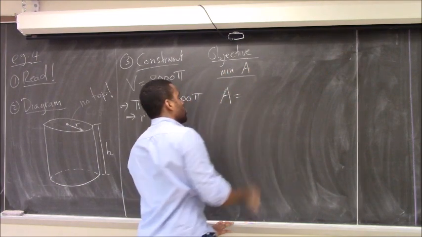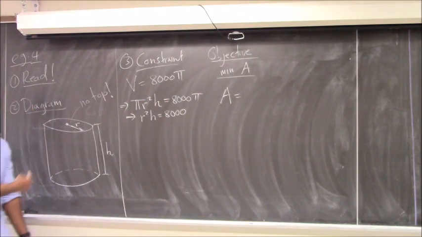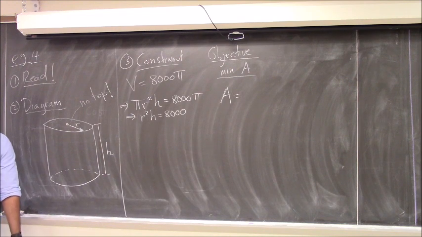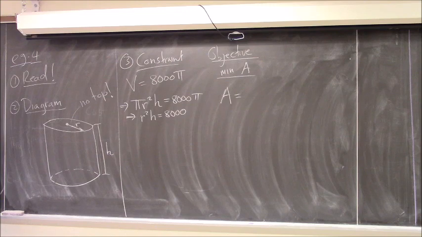So here we're going to deal with how would I find the surface area of this can? Pi r squared plus 2 r pi h.